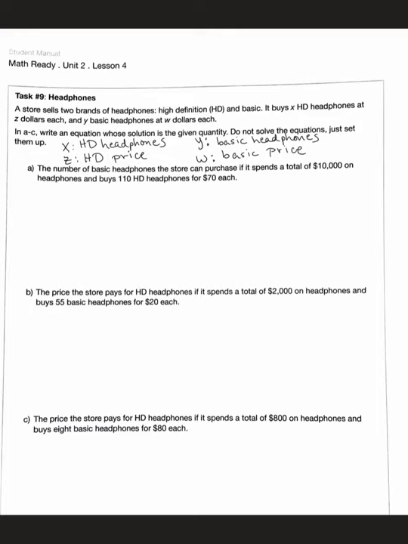And I have already handwritten to kind of like summarize that to make it easier. X represents the number of HD headphones. Z represents the price of the HD headphones. Y is the number of basic headphones. And W is the price of the basic headphones.